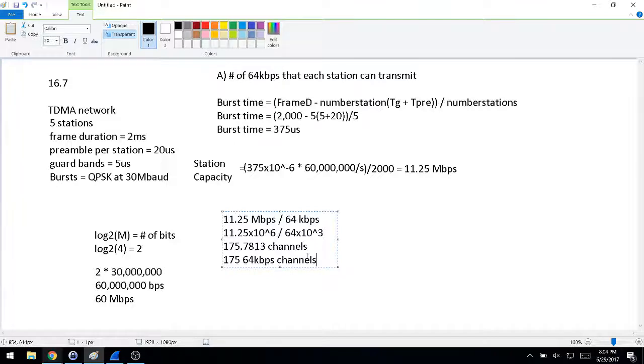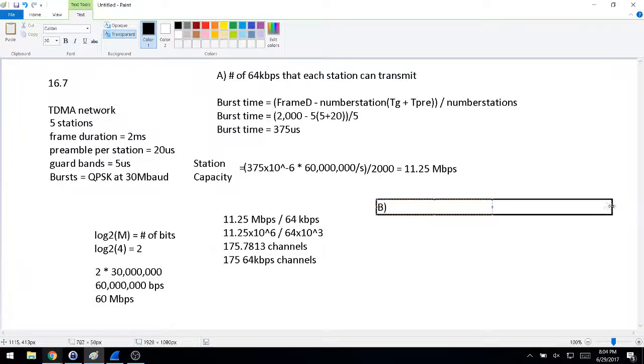But then if we look at part B, and again, this is less math, I promise. The A was the hard part. Part B is asking us, if the Earth station sent data rather than digital speech, so if we sent data instead of voice, what is the transmission rate?